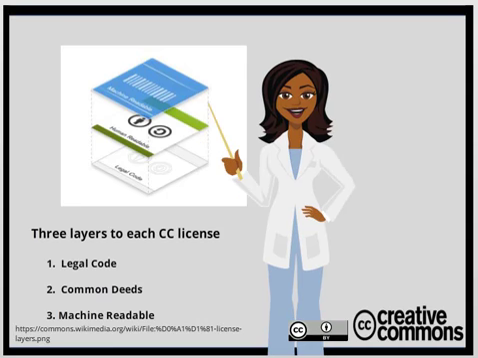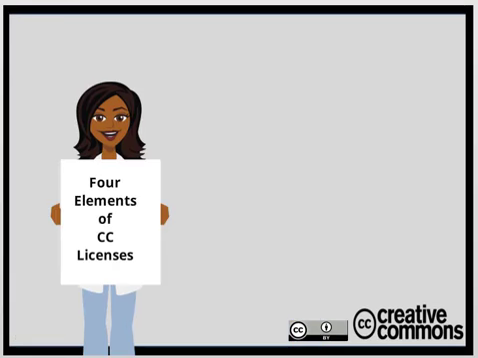And the final layer is the top layer. This is for the machines to read and puts the license into the language for websites and web services to recognize and help with searches, such as a Google search. This is for users to find the types of creations they're able to use and/or adapt to possibly reuse.